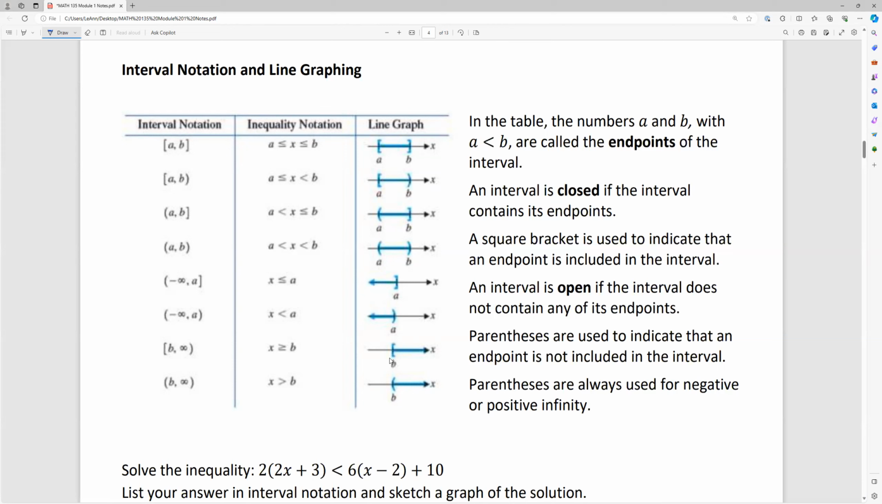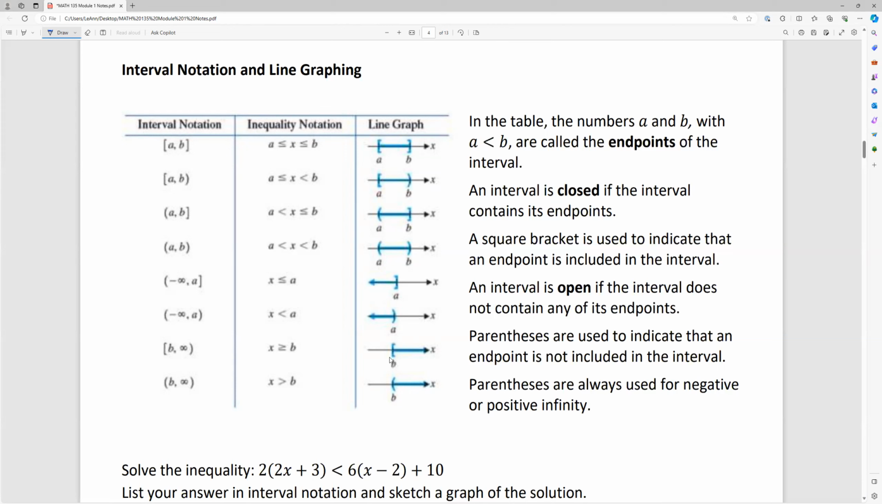So these are different ways you can write inequalities. Notice the equal to, you get brackets. Notice the non-equal to, if you don't have that, you get a parenthesis. So we have the interval notation, what we get when we solve the actual inequality, and then what that looks like on a graph. In the table, the numbers A and B with A less than B are called the endpoints of the interval. It's a closed interval if it contains the endpoints. That's the brackets. It's an open interval if it does not contain its endpoints.